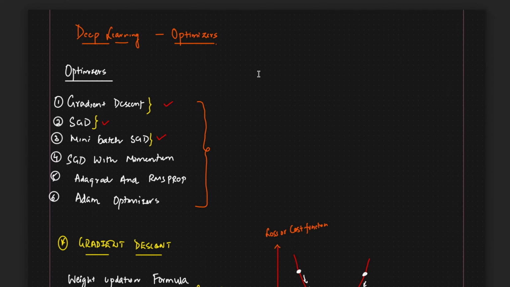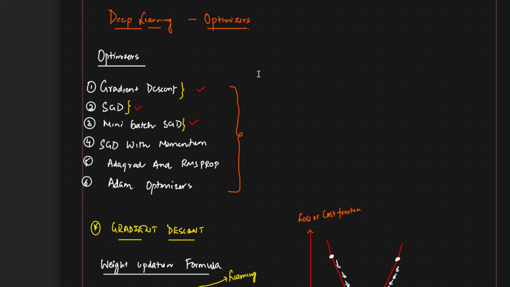We will see the optimizers. In deep learning, we use many optimizers, such as gradient descent, SGD, mini batch SGD, SGD with momentum, AdaGrad, RMSProp, and the Adam optimizer.